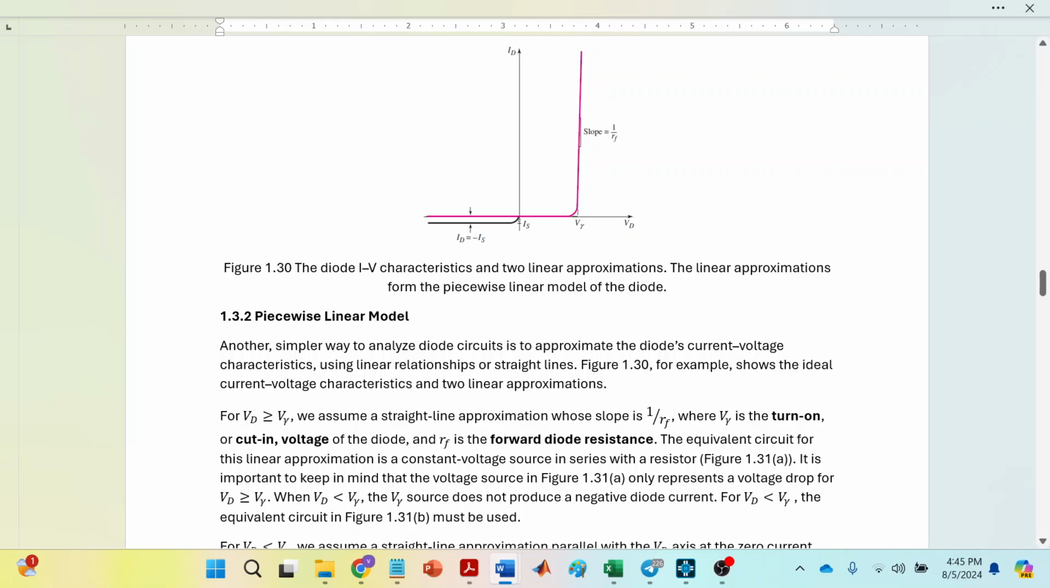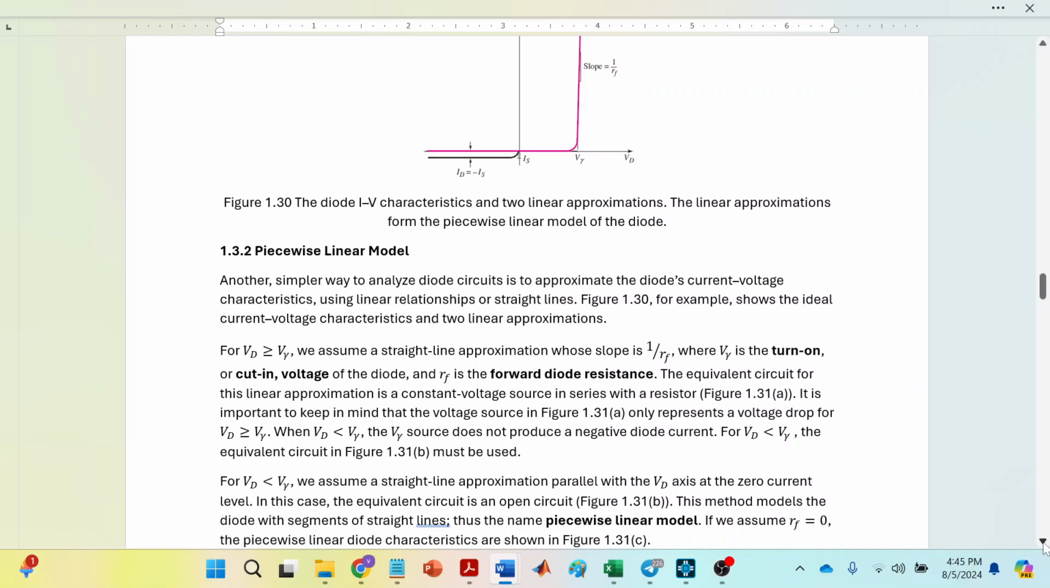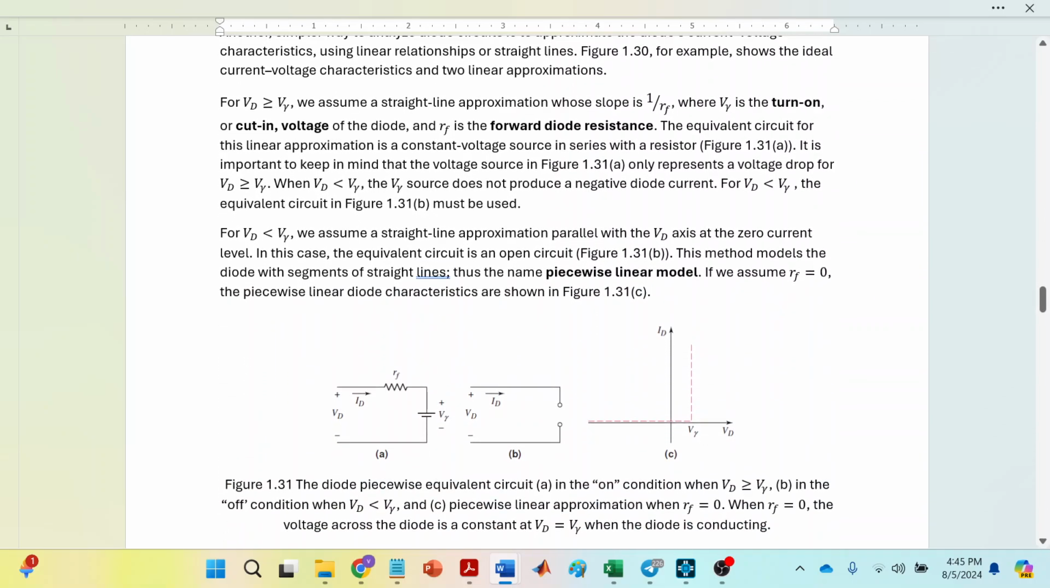you are assuming a straight line approximation of the IV characteristic curve of a diode, and the equivalent circuit for this linear approximation is a constant voltage source in series with a resistor. So the equivalent circuit of the part when VD is greater than V gamma is a constant voltage source V gamma in series with the forward diode resistance RF. Remember, we are assuming two scenarios.